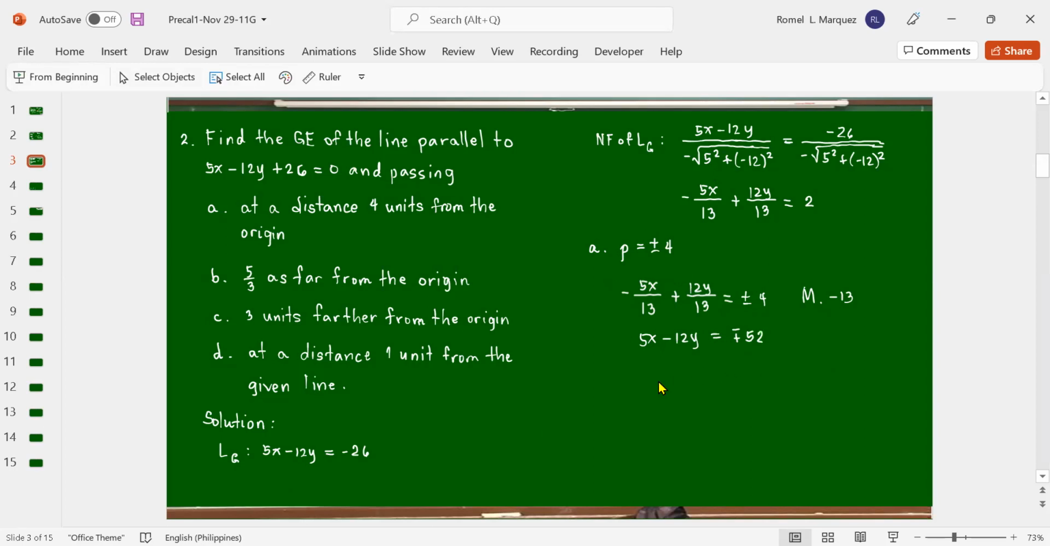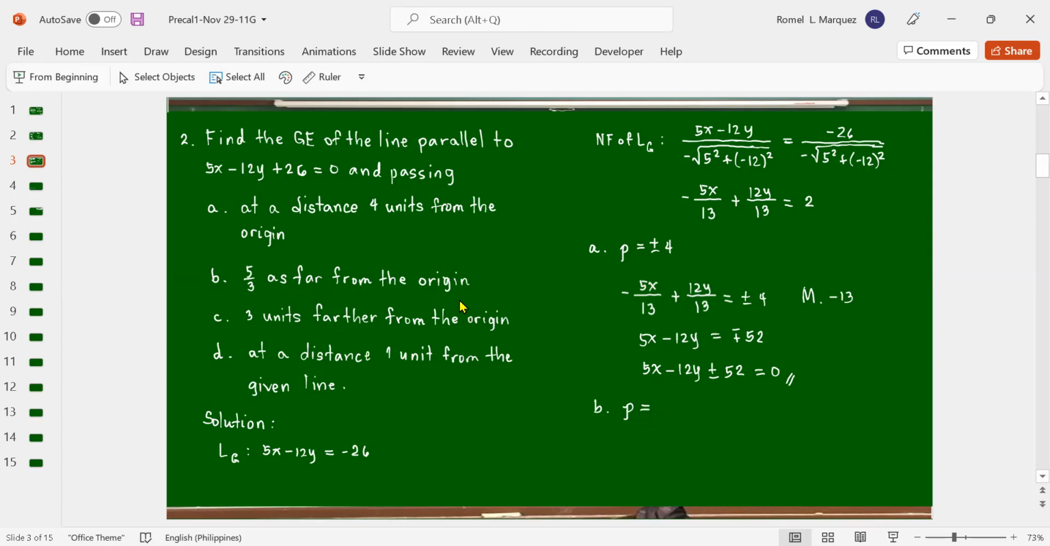Am I right, guys? So in general form, 5x minus 12y plus or minus 52 equals 0. So these are the required equations of the lines satisfying the given condition for letter A. What about for letter B, guys?